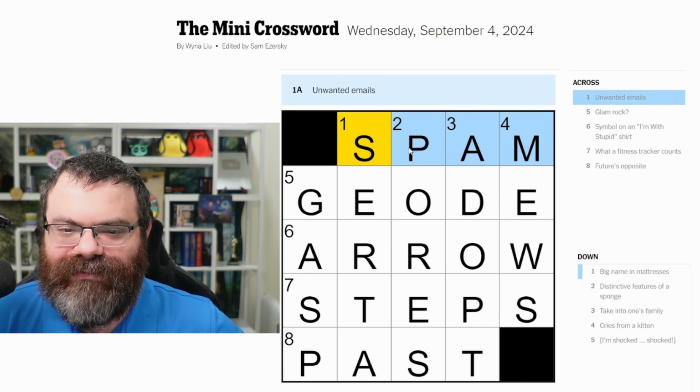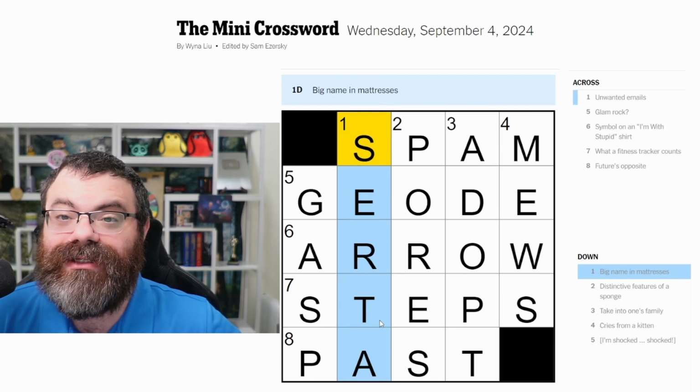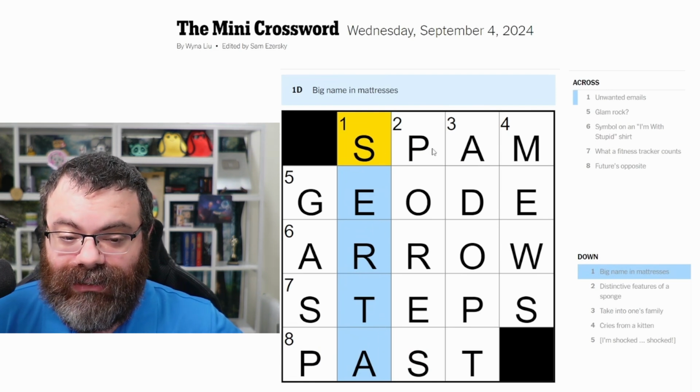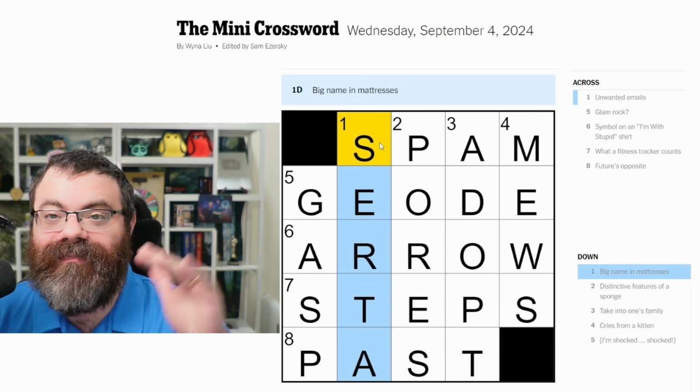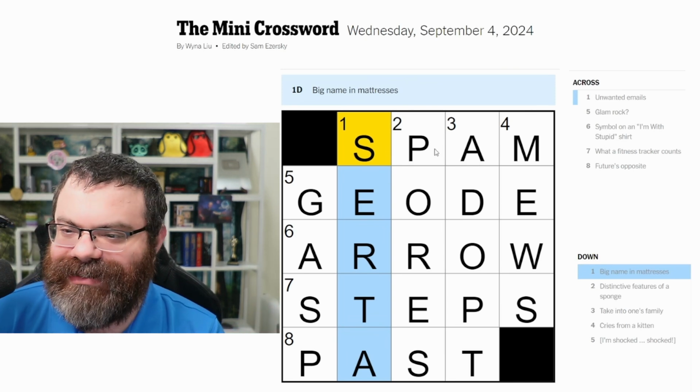Let's see. Unwanted email. Oh, so let's look at the downs because I didn't look at them. Big name in mattresses is Serta. This was on the crossword yesterday. If only they'd swapped that. I wish they would do the mini first to hint me what the crossword's going to be, rather than doing the crossword first and putting in the mini next day.